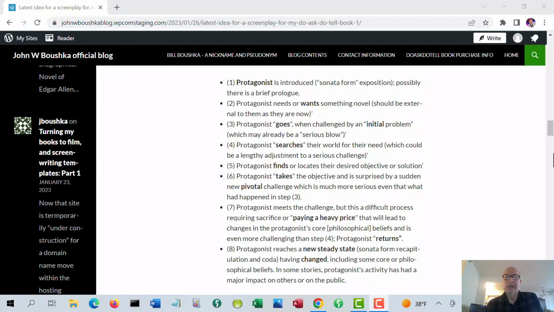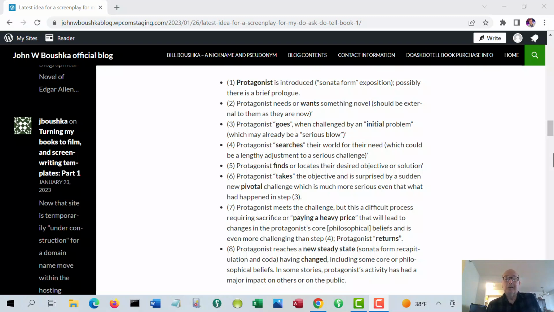Step 2, the protagonist needs or wants something novel. Now, it should normally be something novel to them as they are now. It's normally something from the external world, but it might be something psychologically novel and unprecedented for them, like wanting intimacy. I think that's a perfectly acceptable want for a screenplay in some instances.